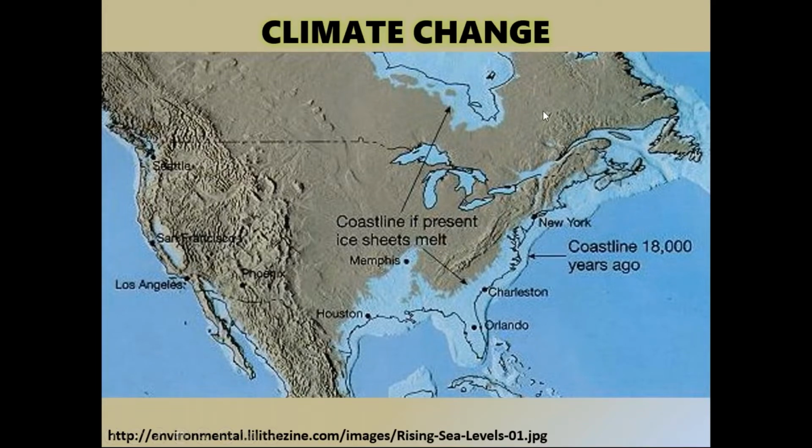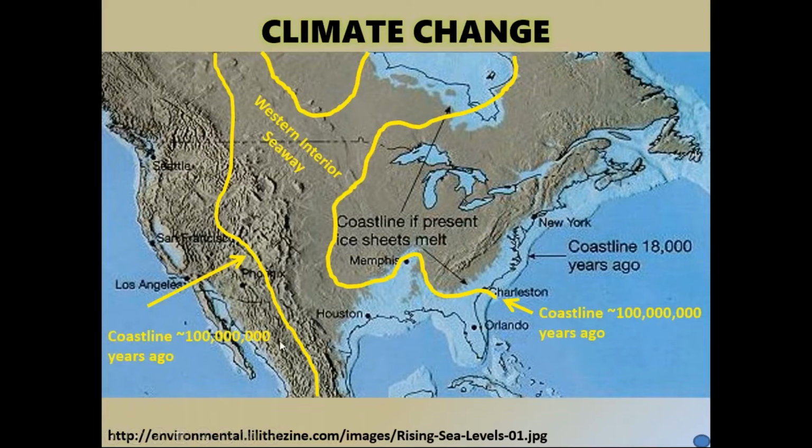So the map that you're looking at now shows a couple things. First of all, it shows where the coastline was 18,000 years ago when things were cooler, right? So more ice and snow means sea level is lower. And we can also see outlined in yellow what the coastline was like 100 million years ago, when global warming was such that no ice and snow existed. Sea level rise was at its maximum. And the Arctic Ocean and the Gulf of Mexico essentially connected to each other through the interior of the continent.